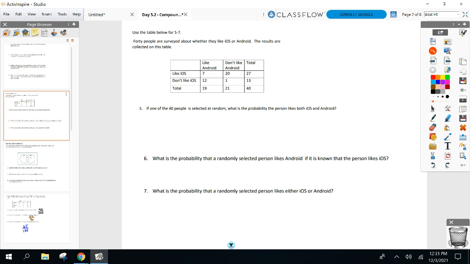Okay, another one using a table. So if one of the 40 selected, what's the probability they like iOS and Android? So they have to like both. It's not one or the other. So out of the 40 people I've surveyed, I'm looking at the chart, like iOS, but at the same time, they have to like Android. It's not a one or the other situation. And there's only one spot where that happens. Likes iOS and likes Android. There's only 7 of them that like both of them.